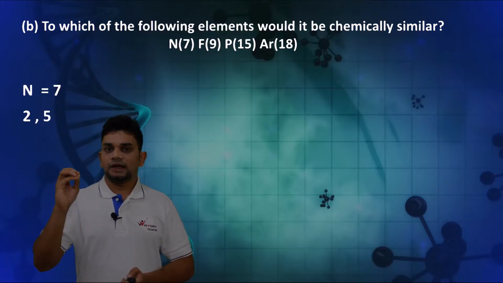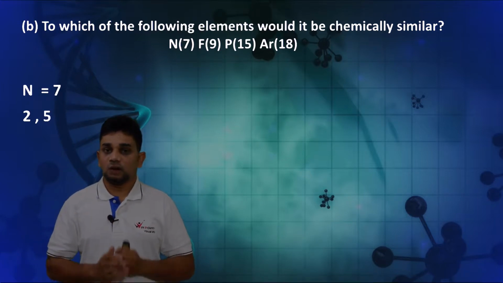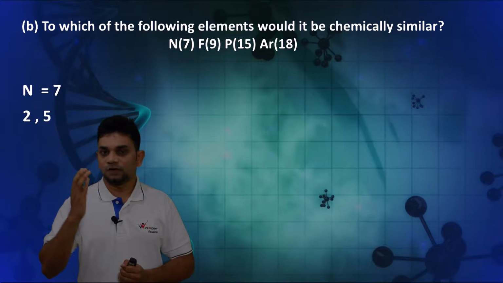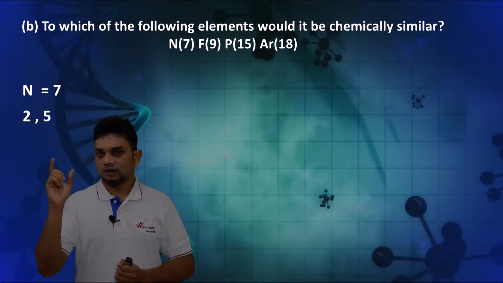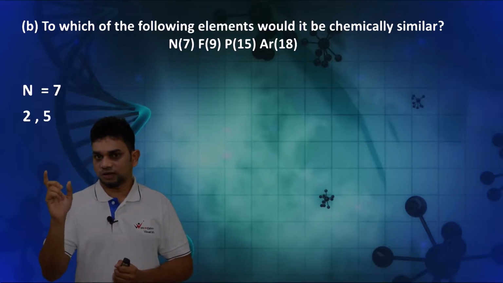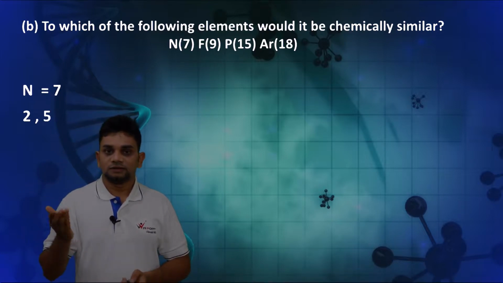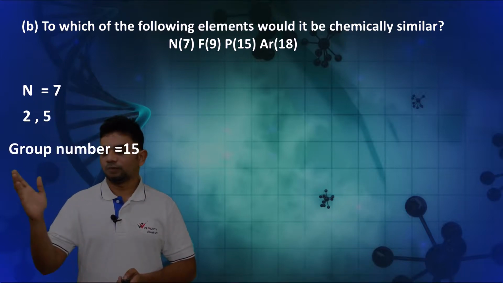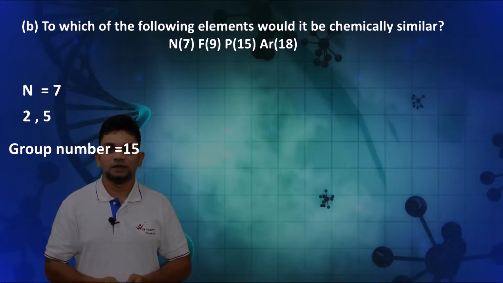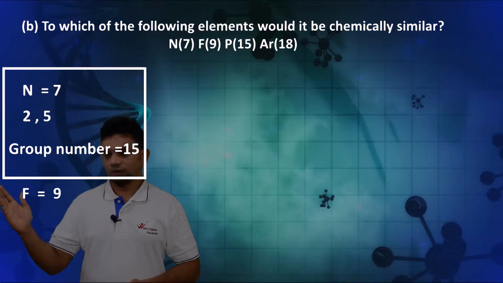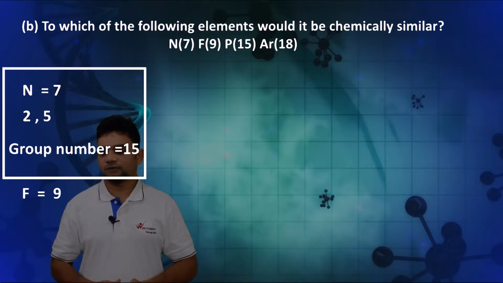Electronic configuration is 2, 5. If an atom has 5 electrons in the outermost shell, what will be the group number? If the number of electrons in the outermost shell is more than 2, 3 onwards, we need to add 10. Then the group number will be 15, that is 5 plus 10. Next element, fluorine. The atomic number of fluorine is 9. The electronic configuration will be 2, 7, right?